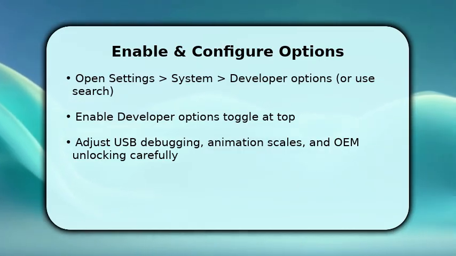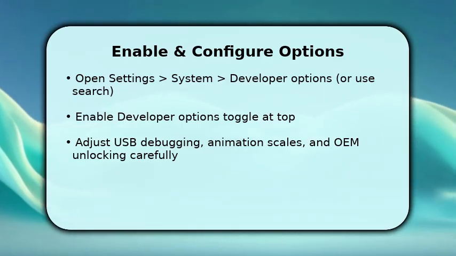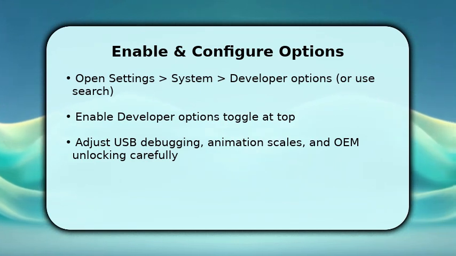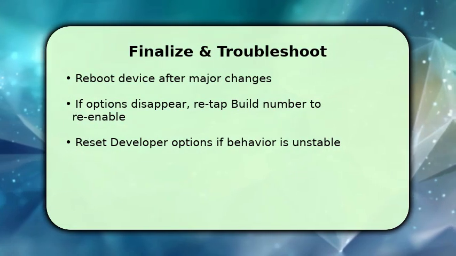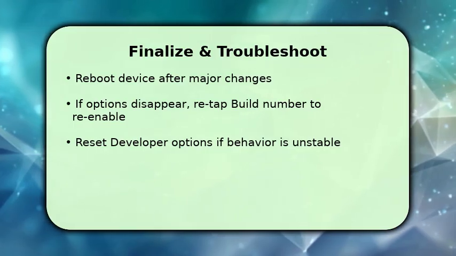Make changes one at a time and test behavior. This prevents accidental system instability and helps you finish by reviewing each change and rebooting the device to apply settings cleanly. If developer options vanish after an update or restart, simply repeat the build number taps in About to re-enable them.